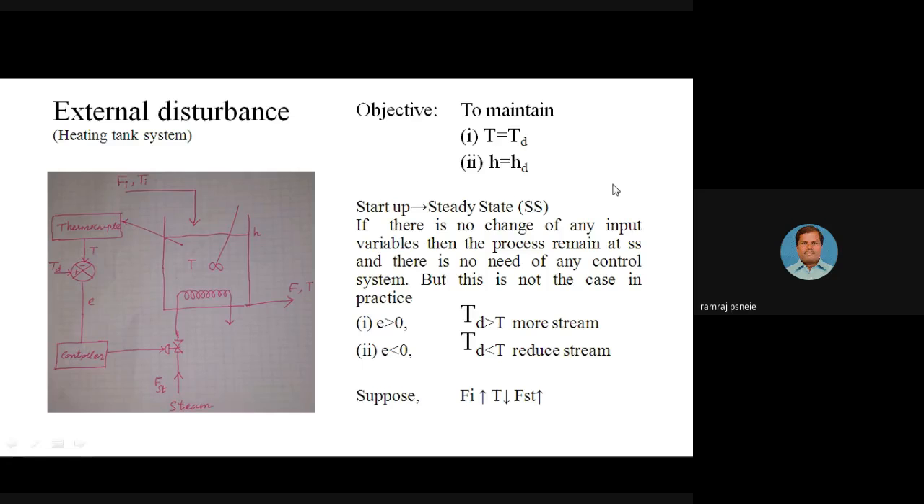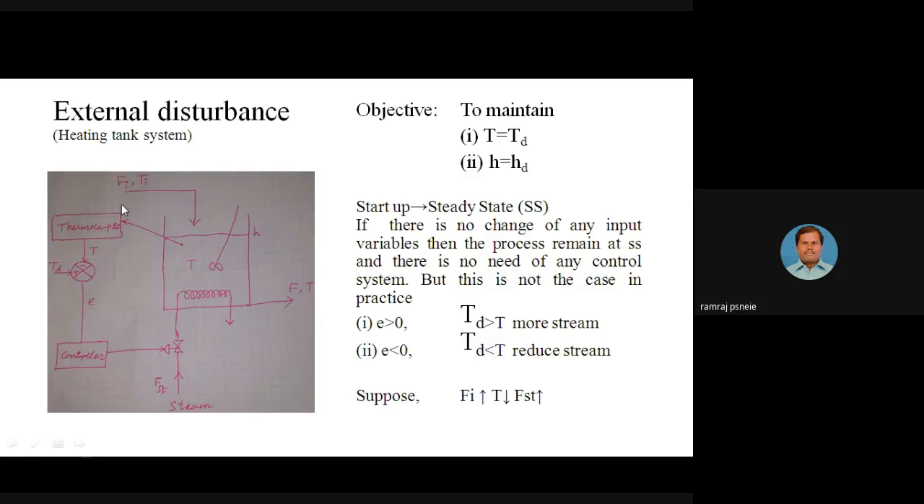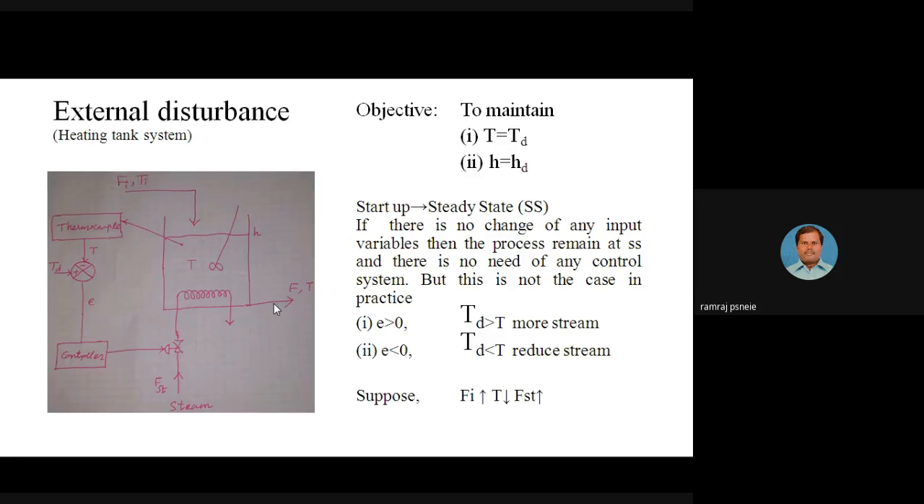Initially, you should follow the startup procedure. Startup procedure means first we should switch on the pump, then you need to admit the inflow, then after filling to a certain level only, you should admit the steam to heat the liquid, then you can open the outlet to leave the liquid. Like that, some startup procedure will be there. You should follow that procedure. Then you allow the process to run. Then after a certain time, the process will reach the steady state.